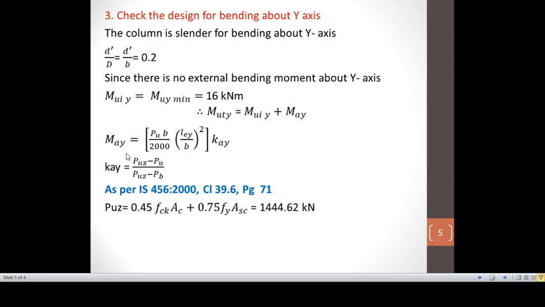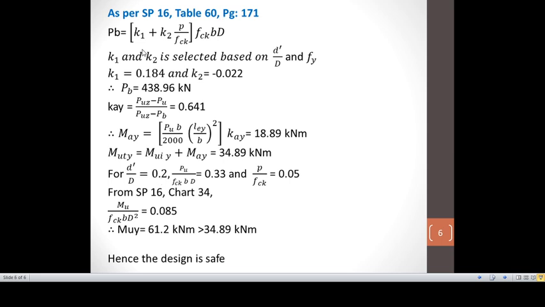Next we need to calculate PB. In the equation for the reduction factor, PUZ is obtained from the previous equation. PU is the axial load, and PB is the axial load corresponding to the balanced failure, which I have explained in the previous question. The equation for PB is obtained from SP16 table 60, page number 171, and the equation is (K1 plus K2 into P by FCK) into FCK B into D. K1 and K2 are selected based on D dash by D and Fy.